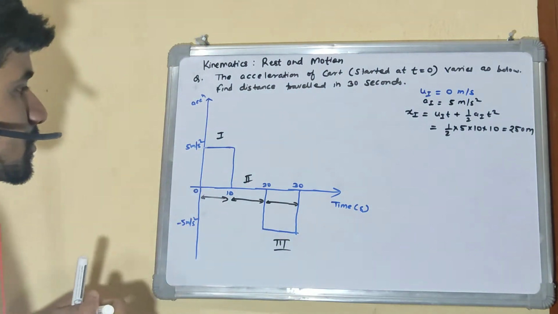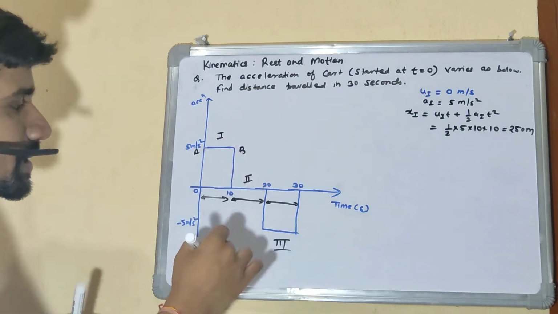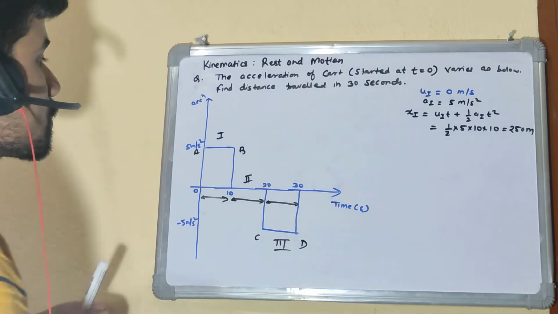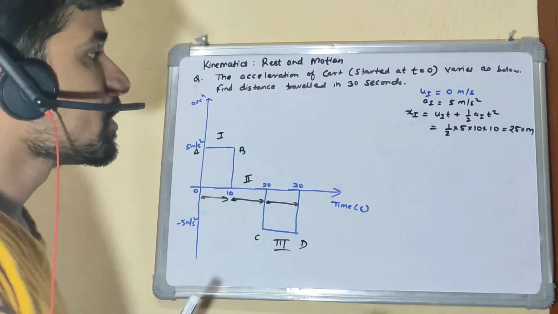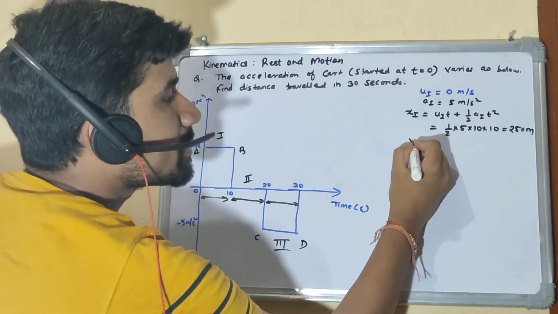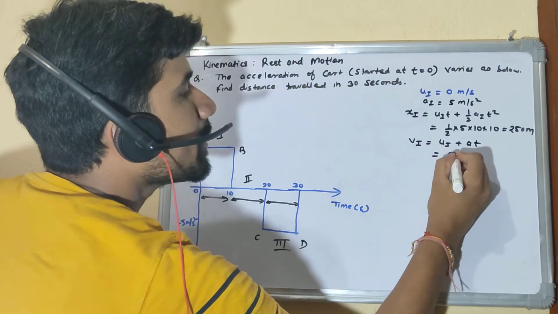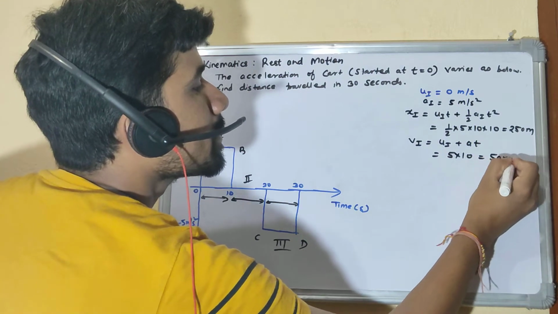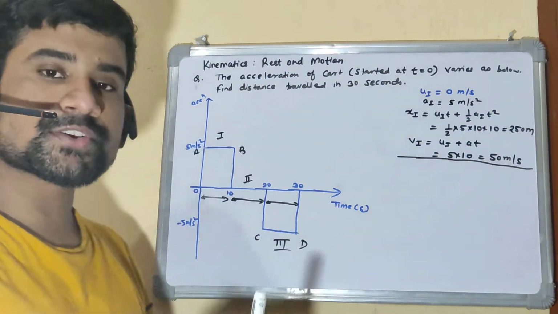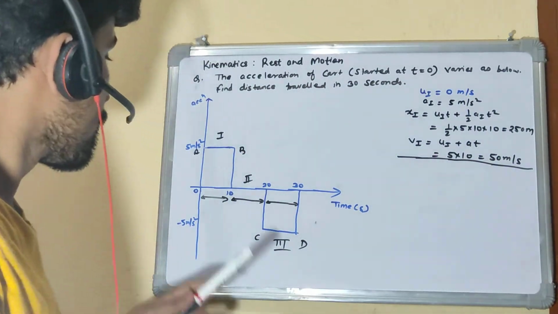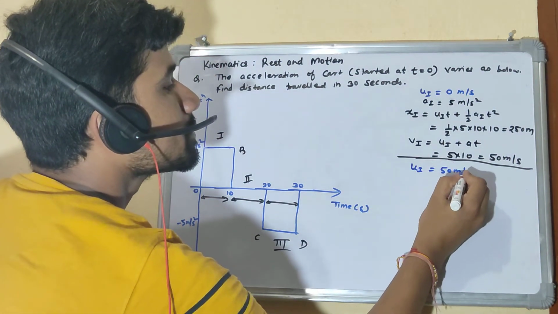Now at the end of this first part, let's name these points a and b at the top, and c and d below. At point b, where it ends the first part and starts the second part, what is the final velocity? You can calculate it using v equal to u plus at. So u is 0, it becomes 5 into t, which is 50 meter per second. So the initial velocity for my second part becomes 50 meter per second.